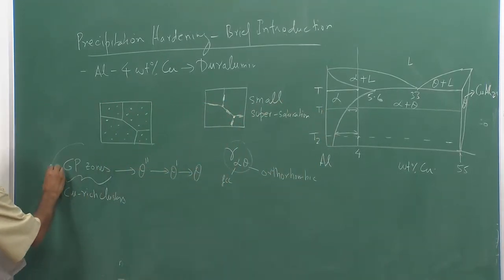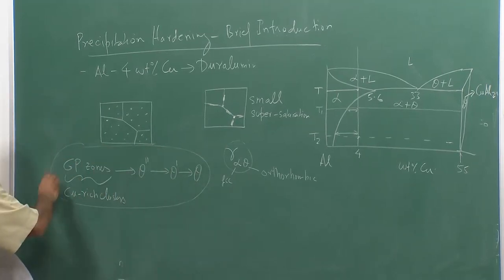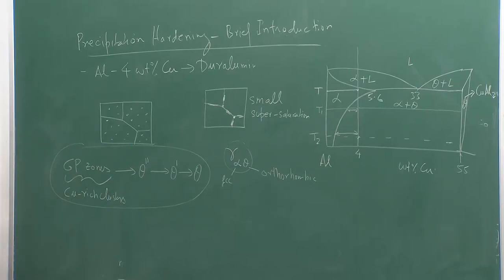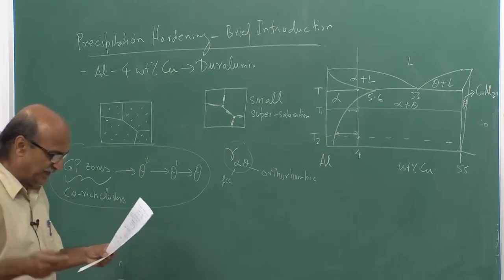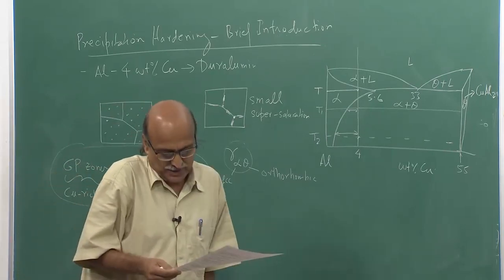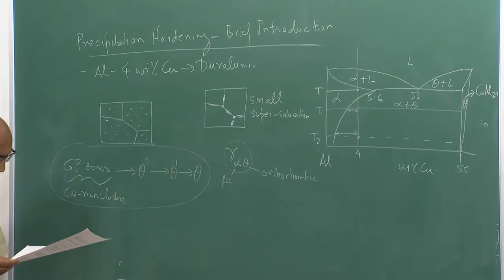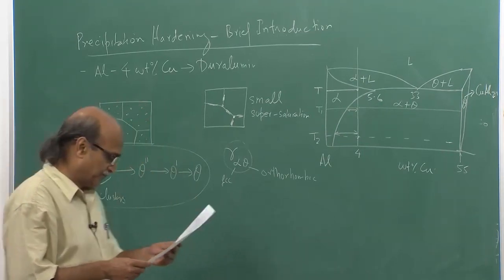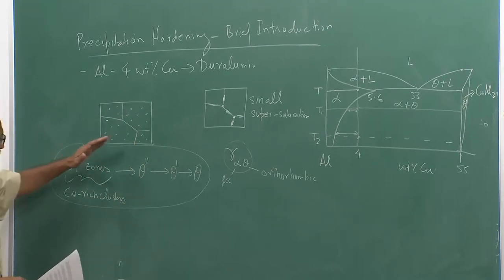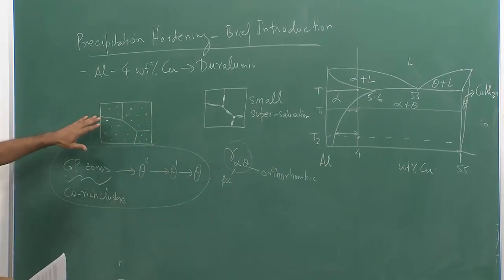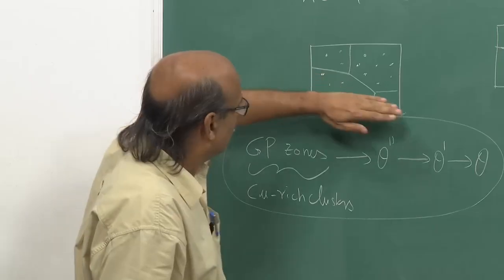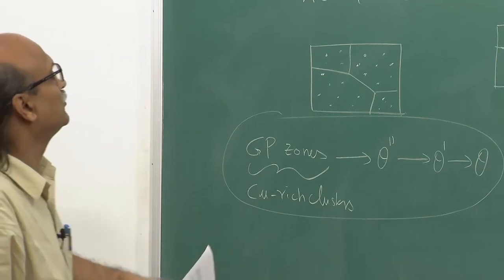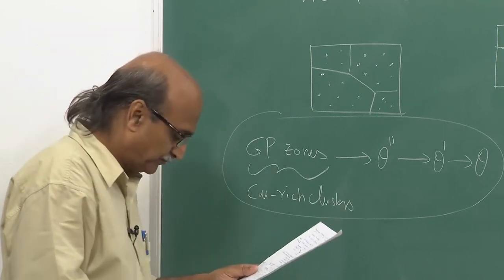These kinds of transient phases forming before the final equilibrium phase is formed are also observed in many other age hardenable alloys, in many other aluminum alloys themselves. They are also observed in copper iron, copper titanium, etc. So, this is quite a general sequence where metastable phases form during precipitation, which give you precipitation hardening.